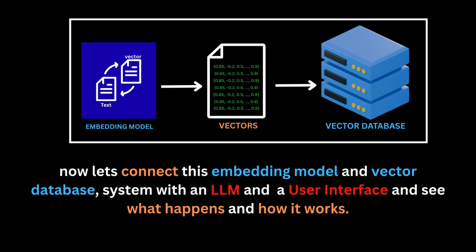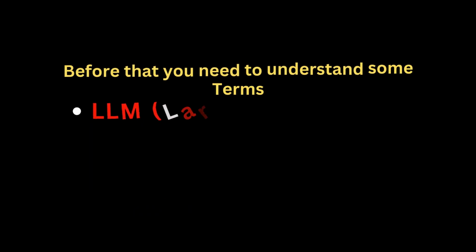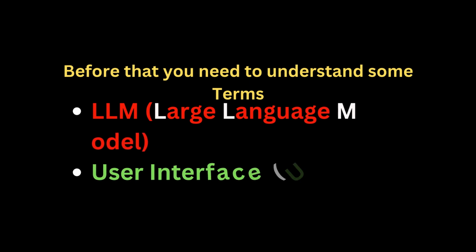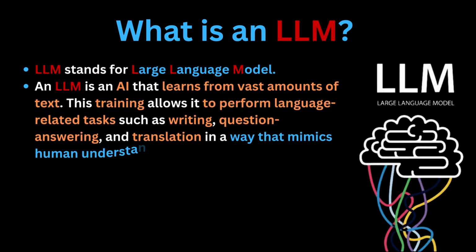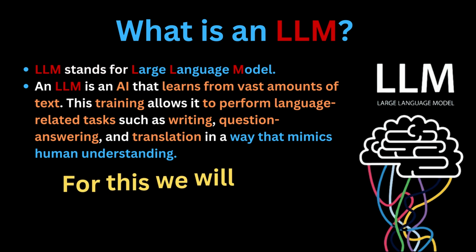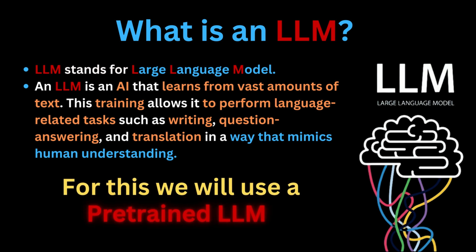This is where everything comes together, and before we see how it works, let's first understand some important terms. LLM, large language model. An LLM is an AI system trained on vast amounts of text data. Because of this training, it can perform many language-related tasks like writing, answering questions, or translating in a way that feels very close to human understanding. For our case, we'll be using a pre-trained LLM.